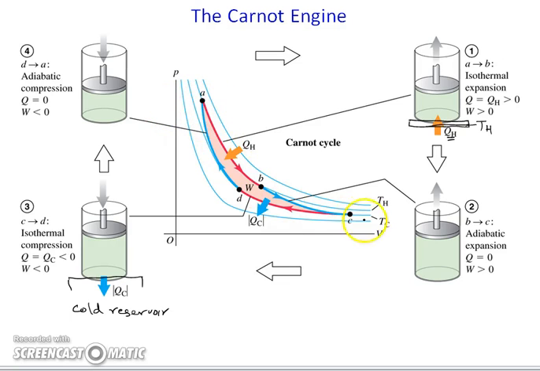So in each cycle of the engine, the working substance absorbs QH amount of heat from a thermal reservoir at temperature TH and discharges QC amount of heat at a constant lower temperature of TC, right? This is my TC. Good. So let's analyze the cycle.